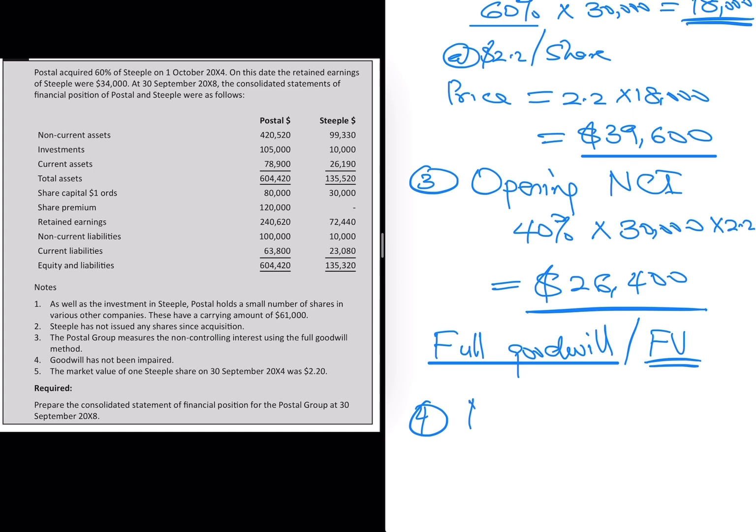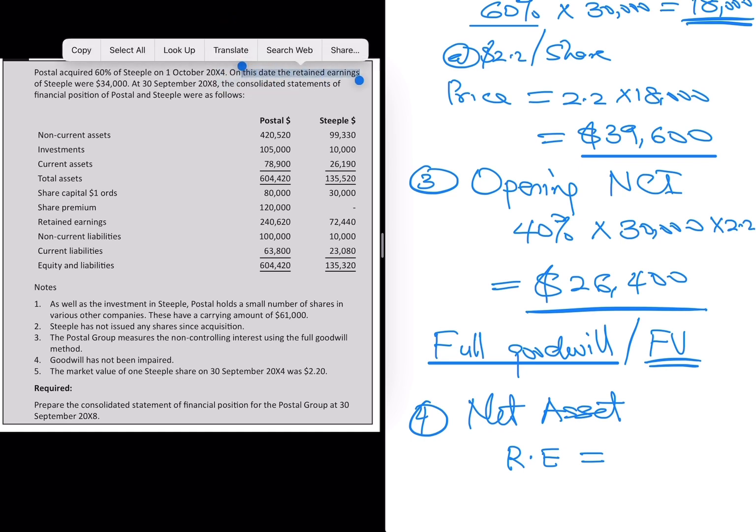Step 4 is now to determine net asset at acquisition. I already gave you that inclination already. So net asset, they told us the retained earnings at acquisition was 34,000. That's the second statement on the acquisition date, right? Retained earnings 34,000.